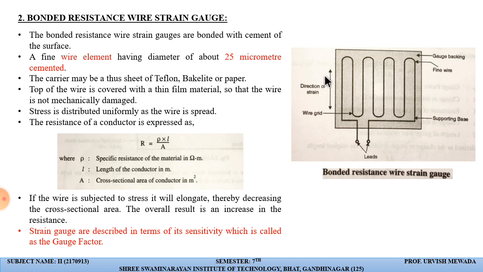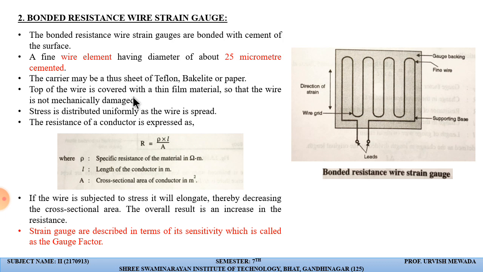This is the direction of the strain applied. The bonded resistance wire strain gauges are bonded on the cemented surface, and a fine wire element having a diameter of 25 micron. Generally we use the 25 micrometer cable size, and it is cemented, which means it is bonded, it is fixed.